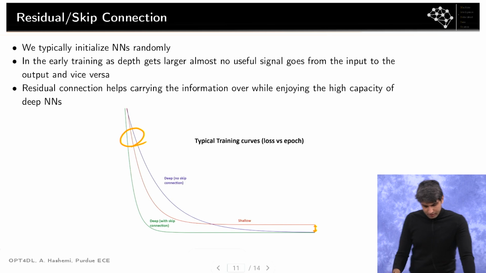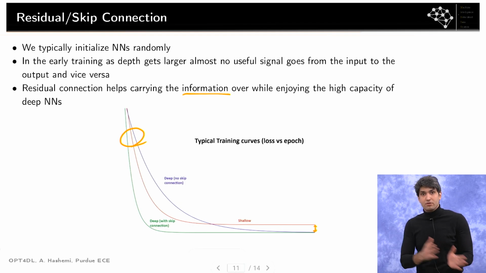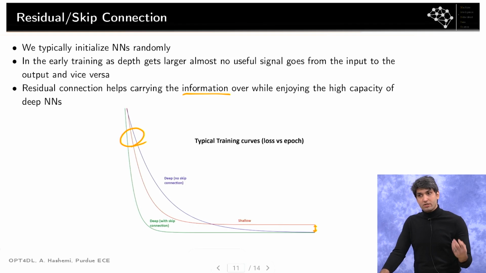Now, the idea behind residual connections or a skip connection is to make sure we can carry information over from the input side to the output side while still enjoying the high capacity of deep neural networks. So we want to make sure that we are building these skip connections such that the input, the informative signal, has another path to find its way to the output.